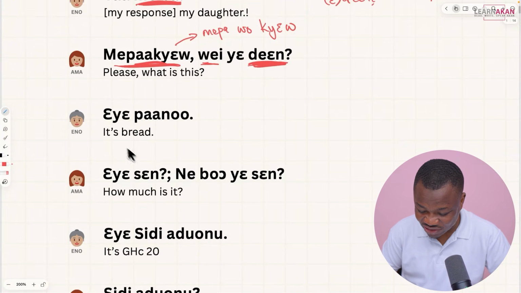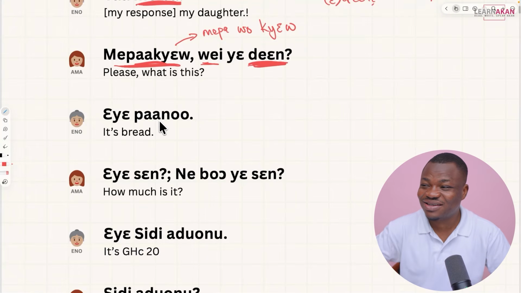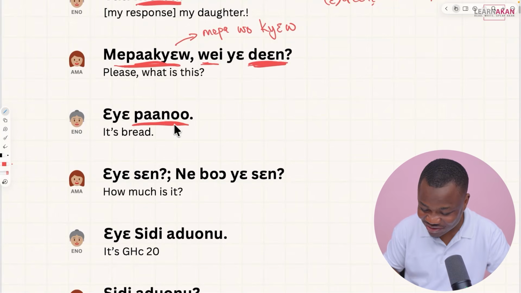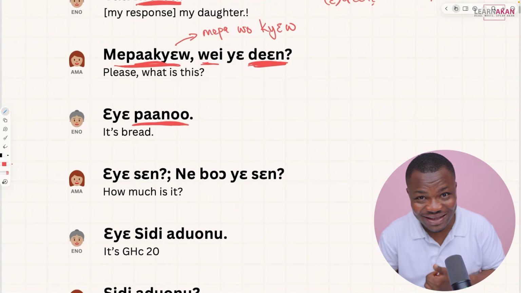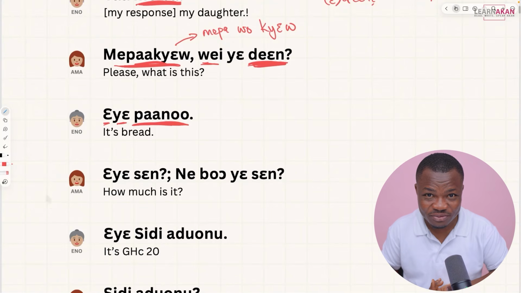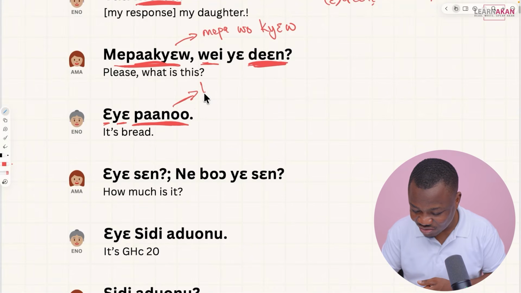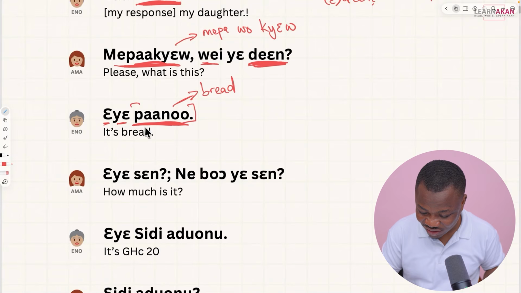So Eno responds to that with eye pano. So when someone asks, we ye dien, what is this? In response, you say eye, it is, and then you add what it is to that. All right. So whatever it is, you add it to eye. It is. So we have it here, and then we have is, the to be verb. So in this case, Eno says eye pano. We have pano as bread. So again, whatever that thing is, you just add it to eye.